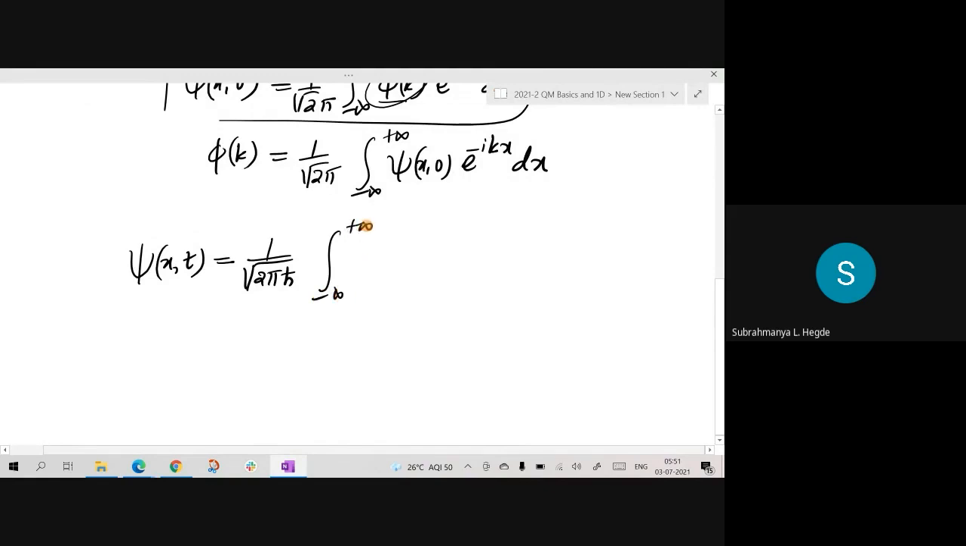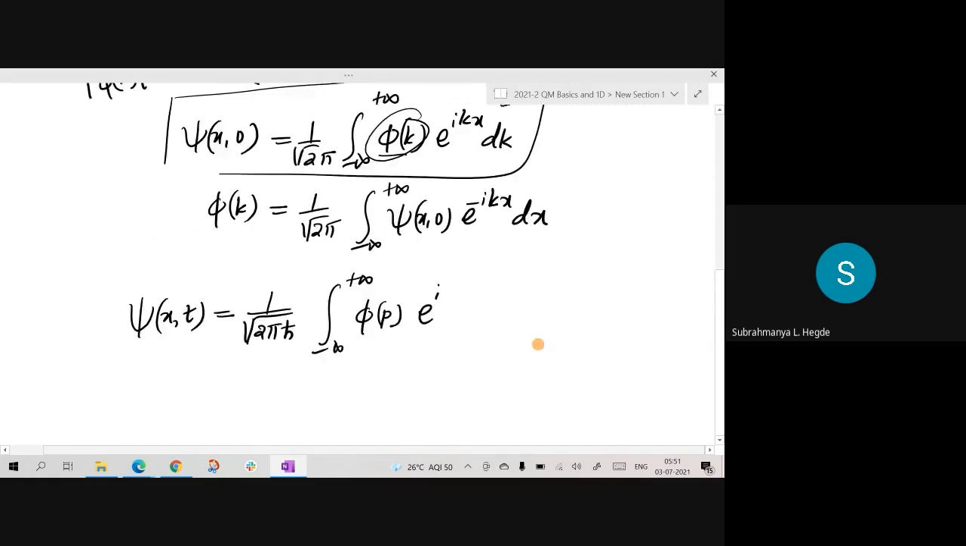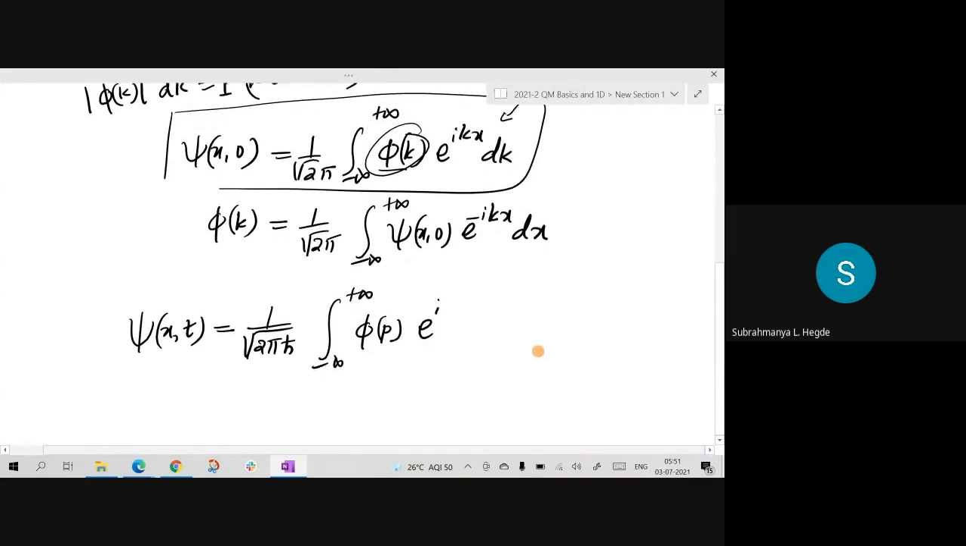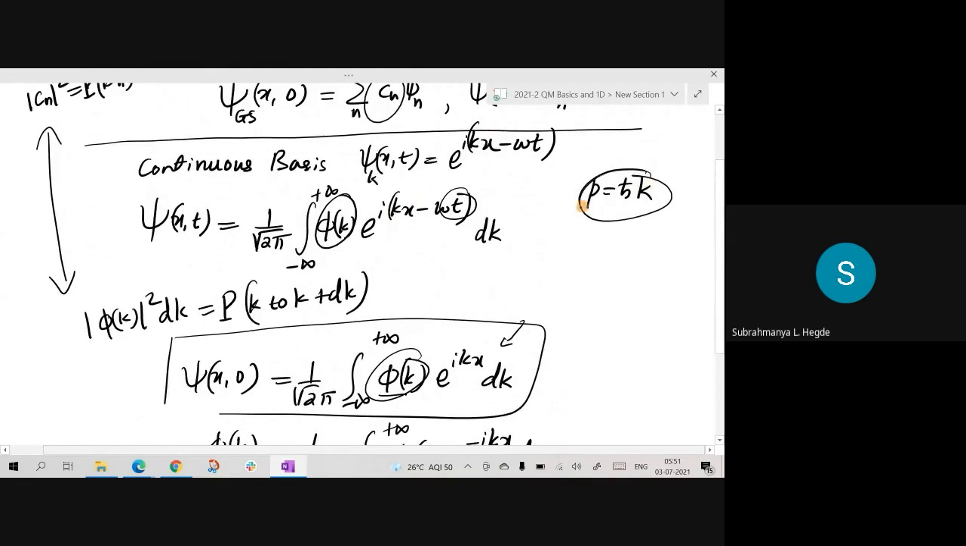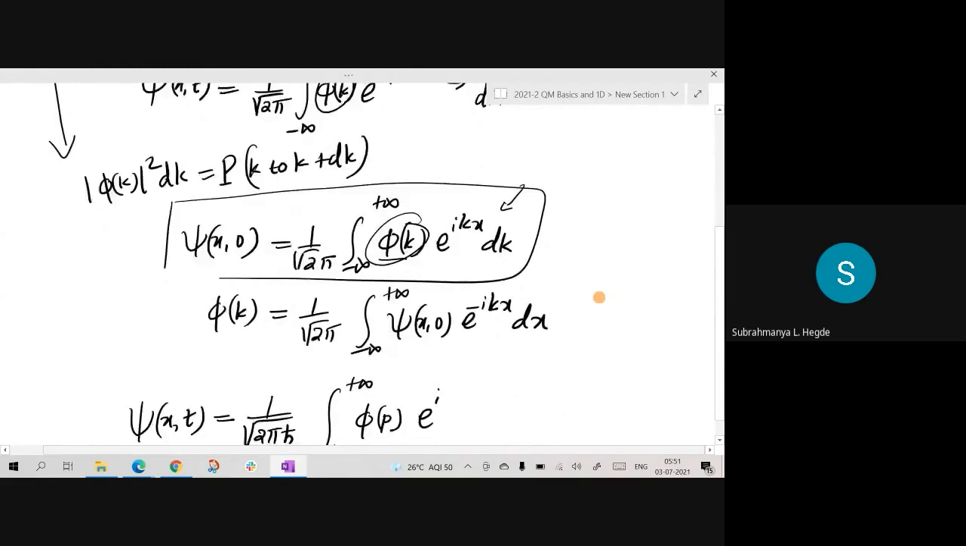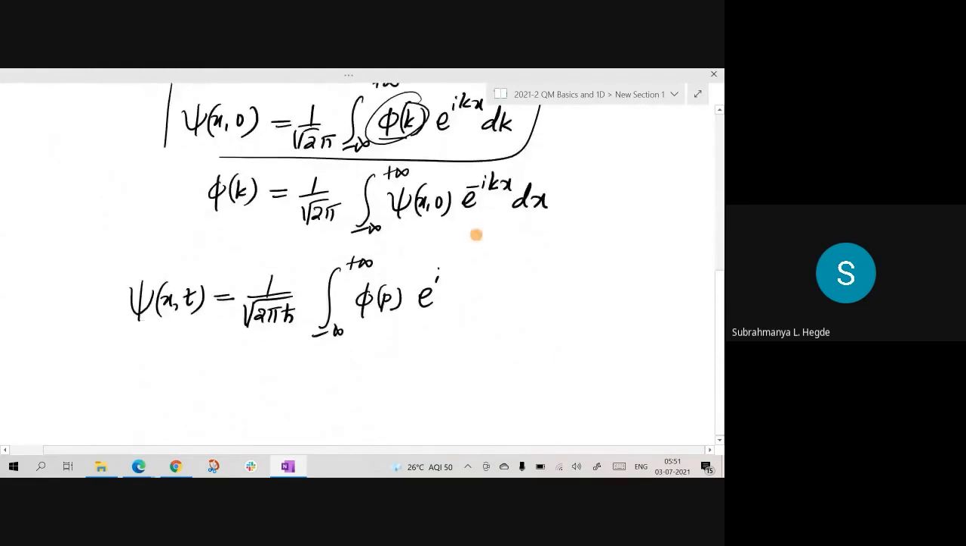Integral from minus infinity to plus infinity of phi of p into e power i, p by h bar x minus E by h bar t, into dp. I'm going to manage h bar here. h bar p is equal to h bar k. Somehow I will manage that h bar here.